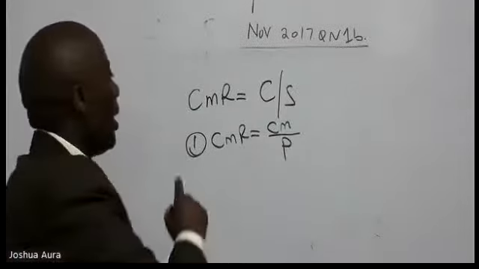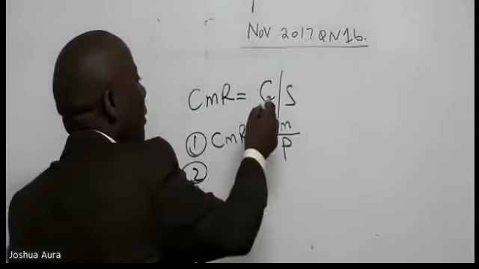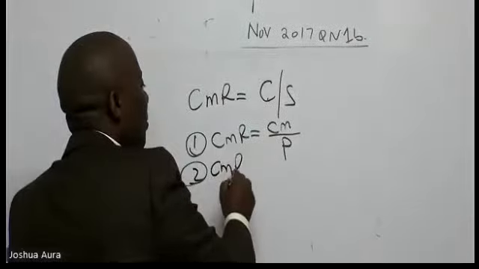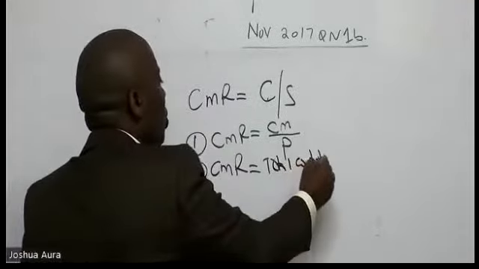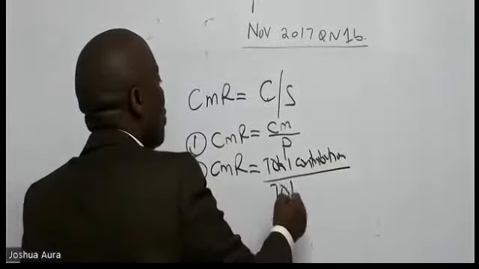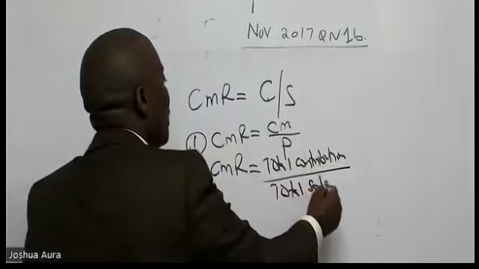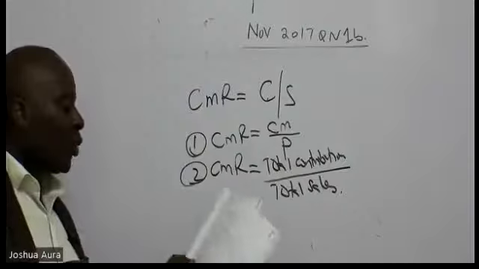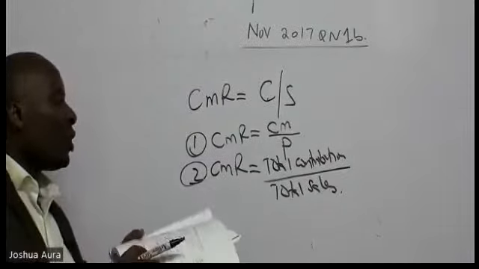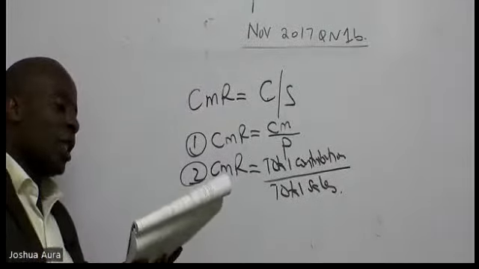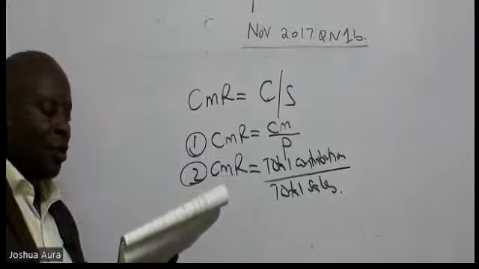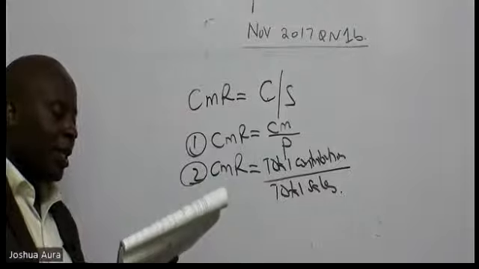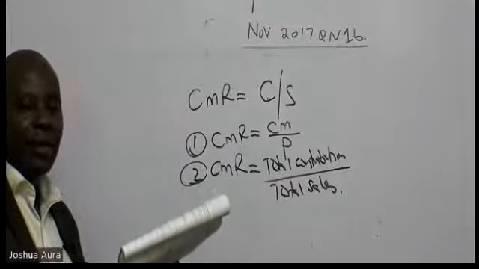Number 2, you could also adopt this formula where you say contribution margin ratio is total contribution all over total sales. So in this question, they have given me total contribution. They have given me total sales. I can see total sales for each product. Sales is the same as revenue. And then number 2, I can see the CMR. CMR is the same as CS ratio.